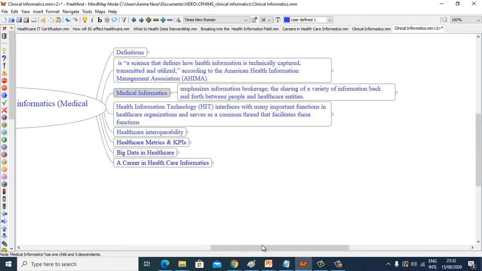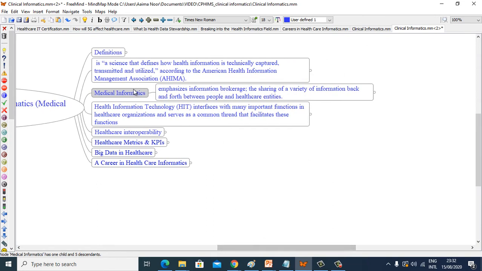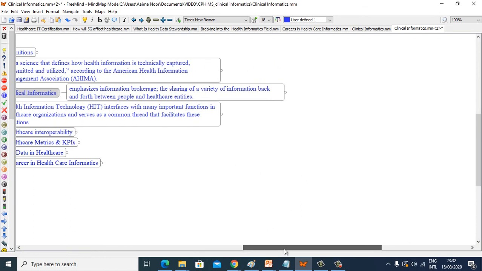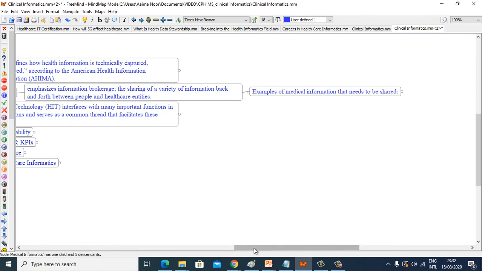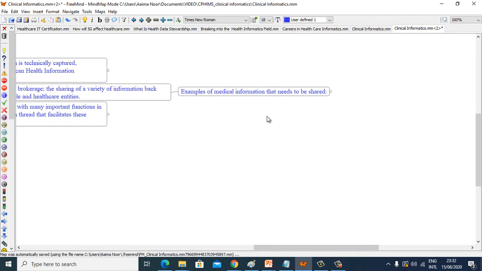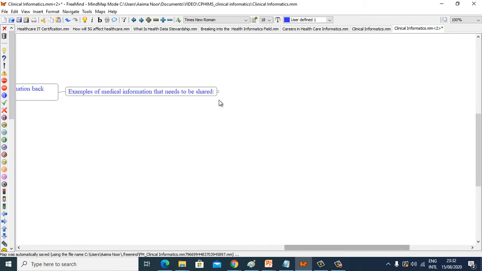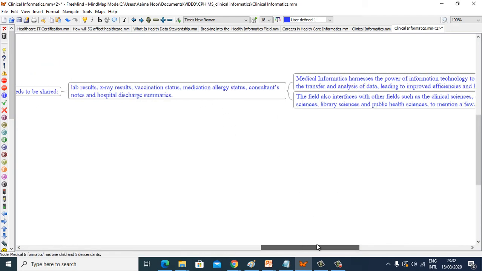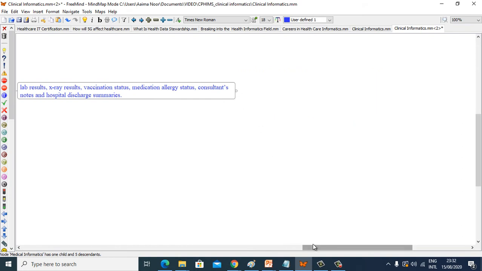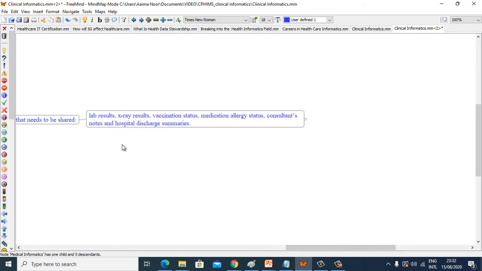Medical informatics. Medical informatics emphasizes information brokers, the sharing of a variety of information back and forth between people and healthcare entities. Examples of medical information that need to be shared: lab results, X-ray results, vaccination status, medication allergy status, consultants' notes, and hospital discharge summaries.